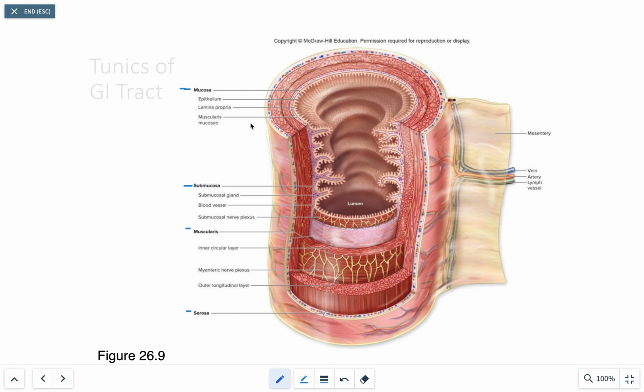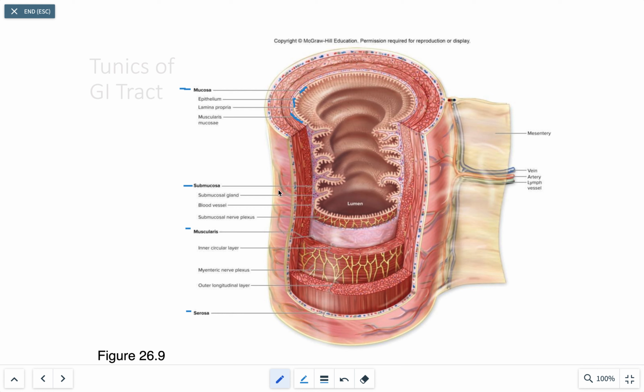And we're going to start first with the mucosa. It's the deepest one of them. With this, what we see in the mucosa, it's the deepest layer. It has a layer of superficial epithelium. With the superficial epithelium, it also has an underlying layer of the lamina propria, and the lamina propria is composed of areolar connective tissue. And then we have a thin layer underneath called the muscularis mucosae.